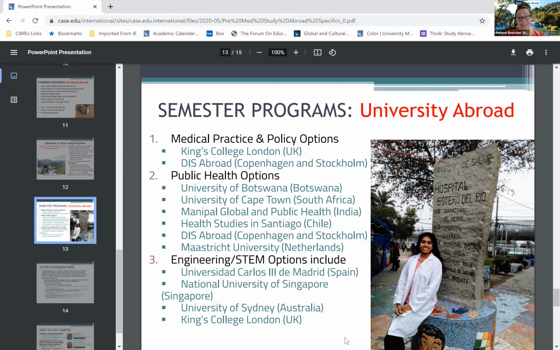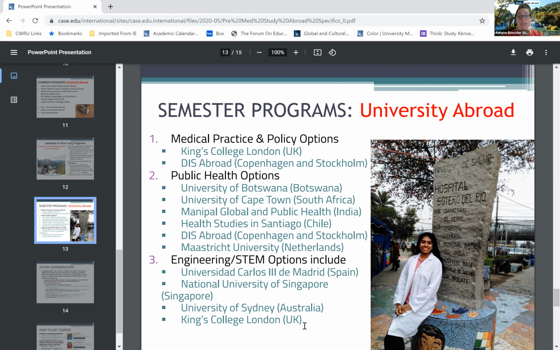King's College London in the UK is an extremely competitive program, extremely prestigious. Their Global Health and Society program is fantastic. DIS again has many options, including research and lab assistantships. Some very cool options there. It's in Copenhagen or Stockholm. You have really great public health options at the University of Botswana and the University of Cape Town in South Africa, which is beautiful. You've got a global and public health option in India that involves Ayurveda and some yogic philosophy and Eastern traditions as well.